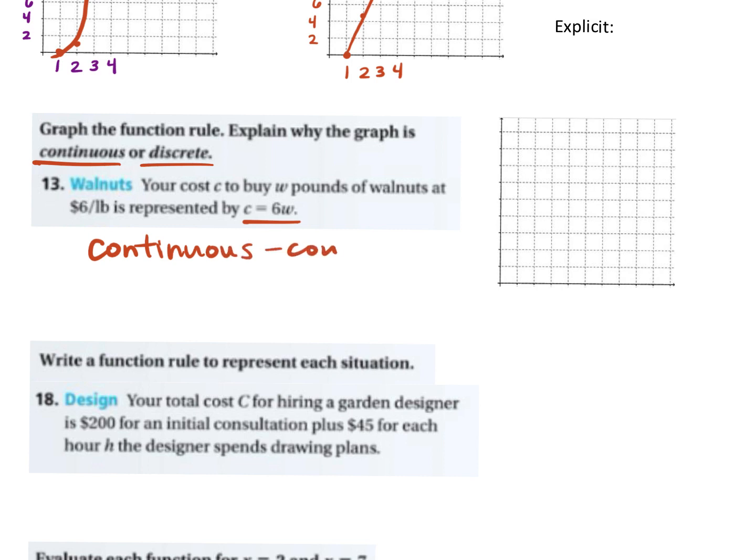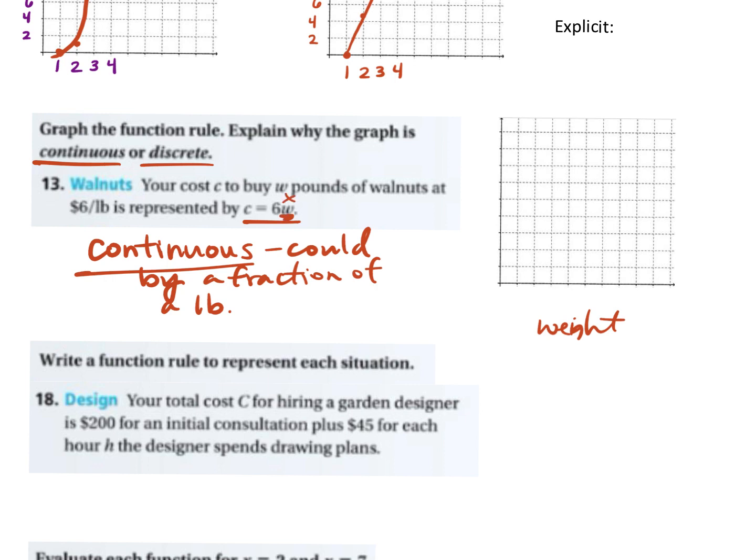You could buy a fraction of a pound. In other words, you don't have to buy full pounds. You could buy 2.5 pounds. You could buy 3.7 pounds. So that's continuous. You would draw a line through it. And then we graph it. So we have the weight is going to be our X value, right? That's the W. That kind of is replaced with an X. This is a Y. So this is the cost of it.